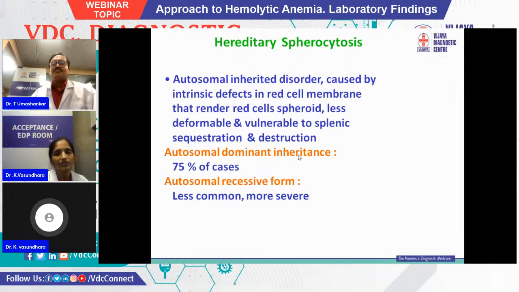So when these spherocytes flow through the spleen, they get entrapped in the splenic sinusoids, and the macrophages engulf these RBCs, causing the lysis. And because of the dilatation and congestion of the splenic sinusoids, we have splenomegaly.